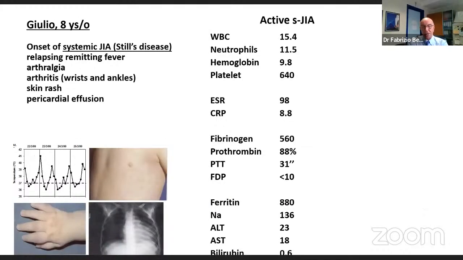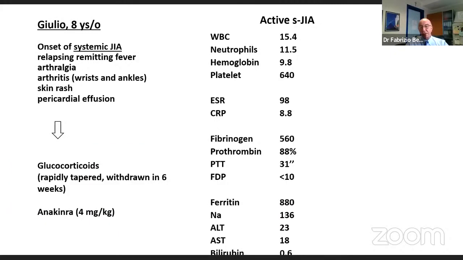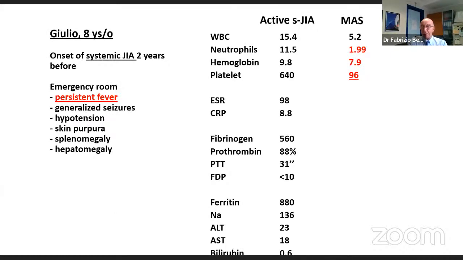This is a typical case. This is a child with active SJIA, typical presentation. If you look at his laboratory features, he has leukocytosis, thrombocytosis, increased acute phase reactants, including fibrinogen, no signs of intravascular activation of the coagulation, no organ damage. A little bit of ferritin, but this is pretty usual in these forms of autoinflammation. He is standardly treated with glucocorticoids and IL-1 inhibition. However, 2 years later, he comes with different features. He has persistent fever, severe splenomegaly, and the general picture is very severe.